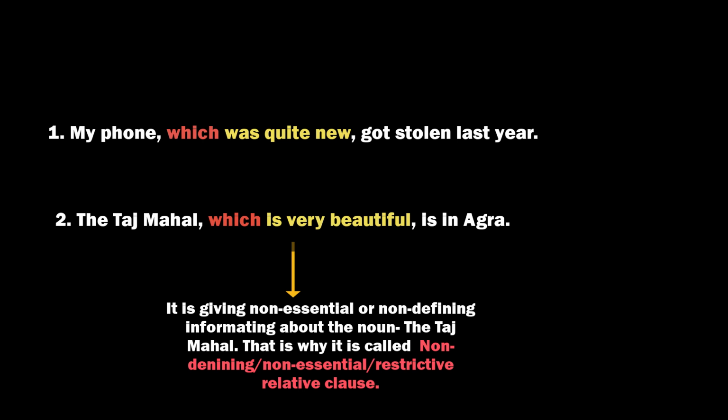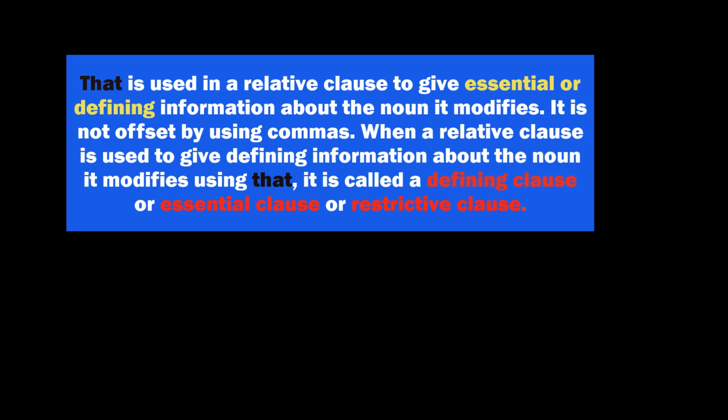Now let us look at the other difference. You guys might have already observed that we are not offsetting the defining or restrictive clause using commas. A restrictive relative clause is used to give defining or essential information about the noun it modifies. And you cannot use the relative pronoun that to give non-defining or non-essential information about the noun it relates to. It is only used to give defining or essential information about the noun.